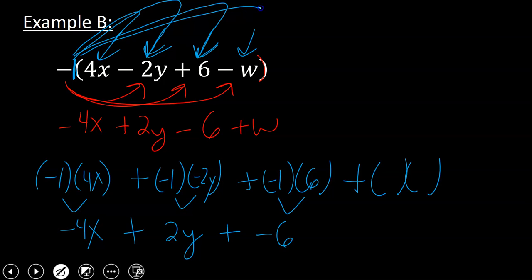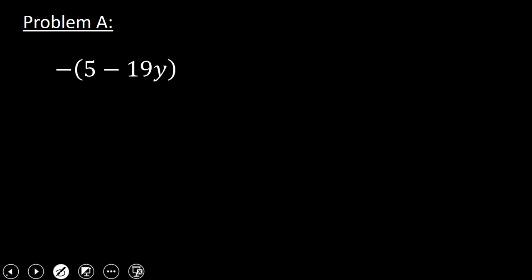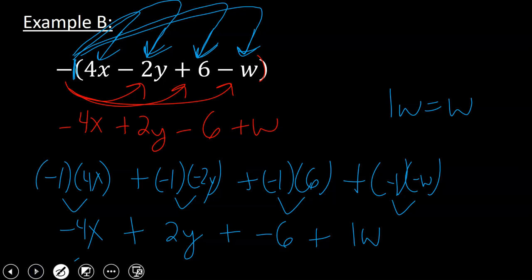And then I multiply the negative 1 by the next term, negative w. And like signs give you a positive. A negative 1 times a negative w gives us a positive 1w. And 1w is just the same as w. So I could have written instead, oops, I didn't even mean to do that. I could have written instead w. So let me just erase this, and I could have just written w.